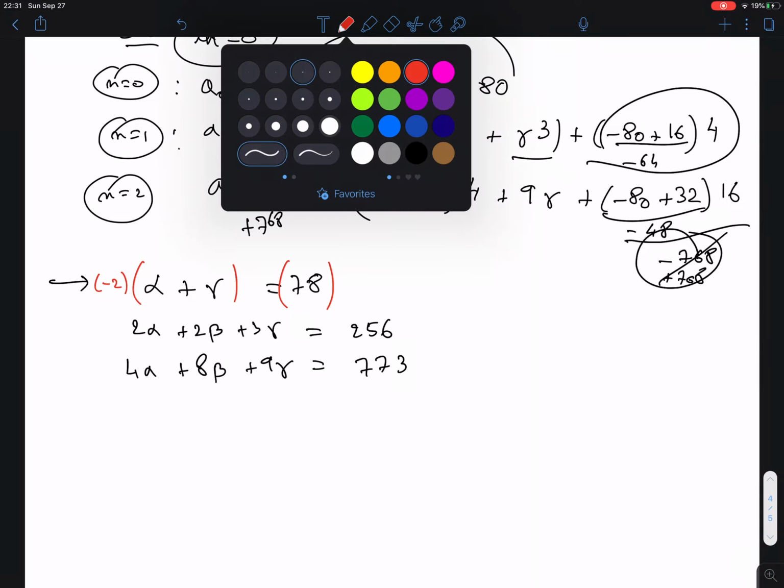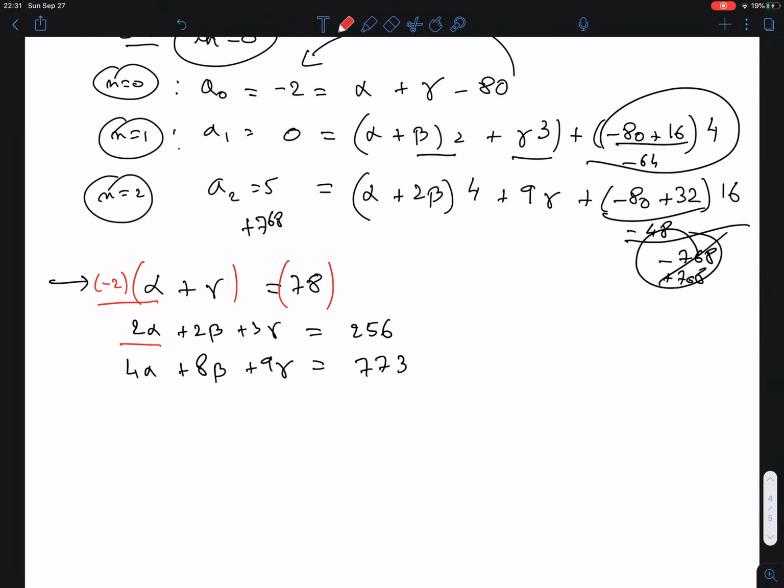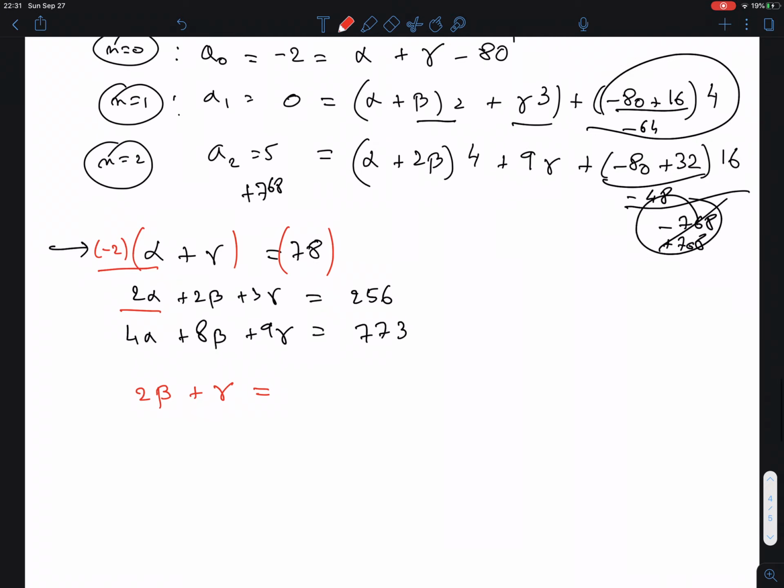So we see that we get minus 2 alpha plus 2 alpha, that is 0, we get 2 beta, and then we have minus 2 gamma plus 3 gamma is plus gamma, equals, we have to also multiply this by minus 2, that is 156, right? Okay, I'm not trusting myself in it anymore, because it's late, 156. So that is 100.